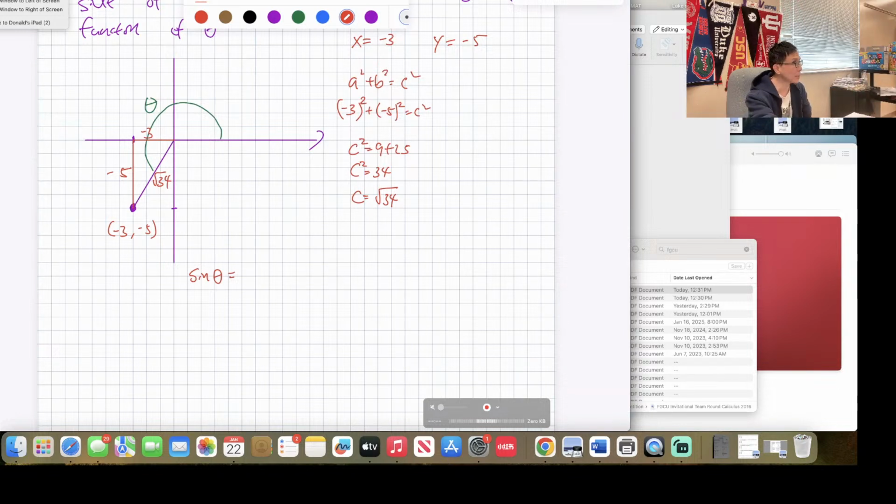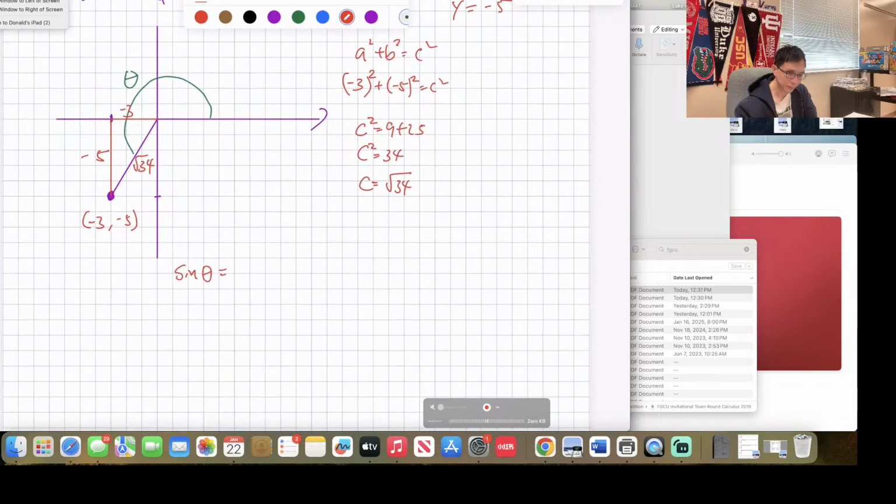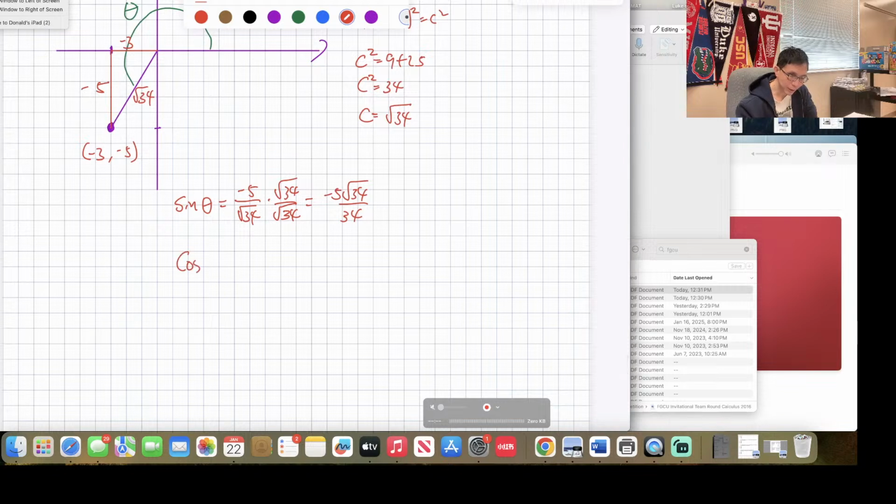Okay, so sine of theta is equal to what? What do you think? Over what? So it'll be -5 over square root 34, right? What's wrong with this answer? You need to rationalize. So I multiply by square root 34 over square root 34. That's equal to -5 square root 34 over 34. Is that okay?